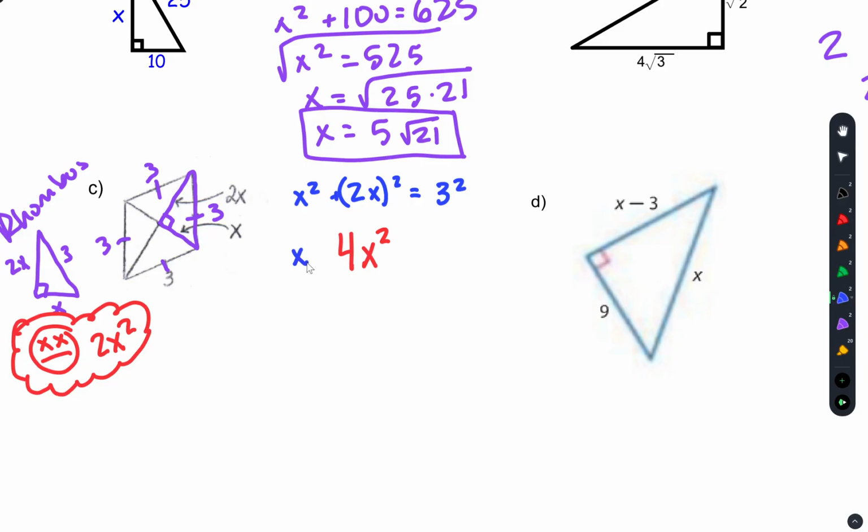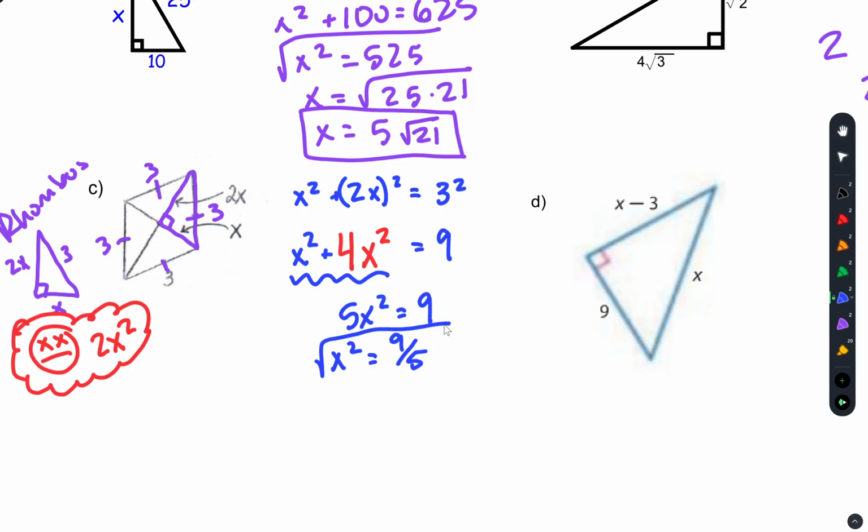Now I'm going to drop everything else down. X squared plus 4x squared equals 9. We combine these like terms to get 5x squared equals 9 and divide by 5. X squared equals 9 over 5. We're going to square root both sides.